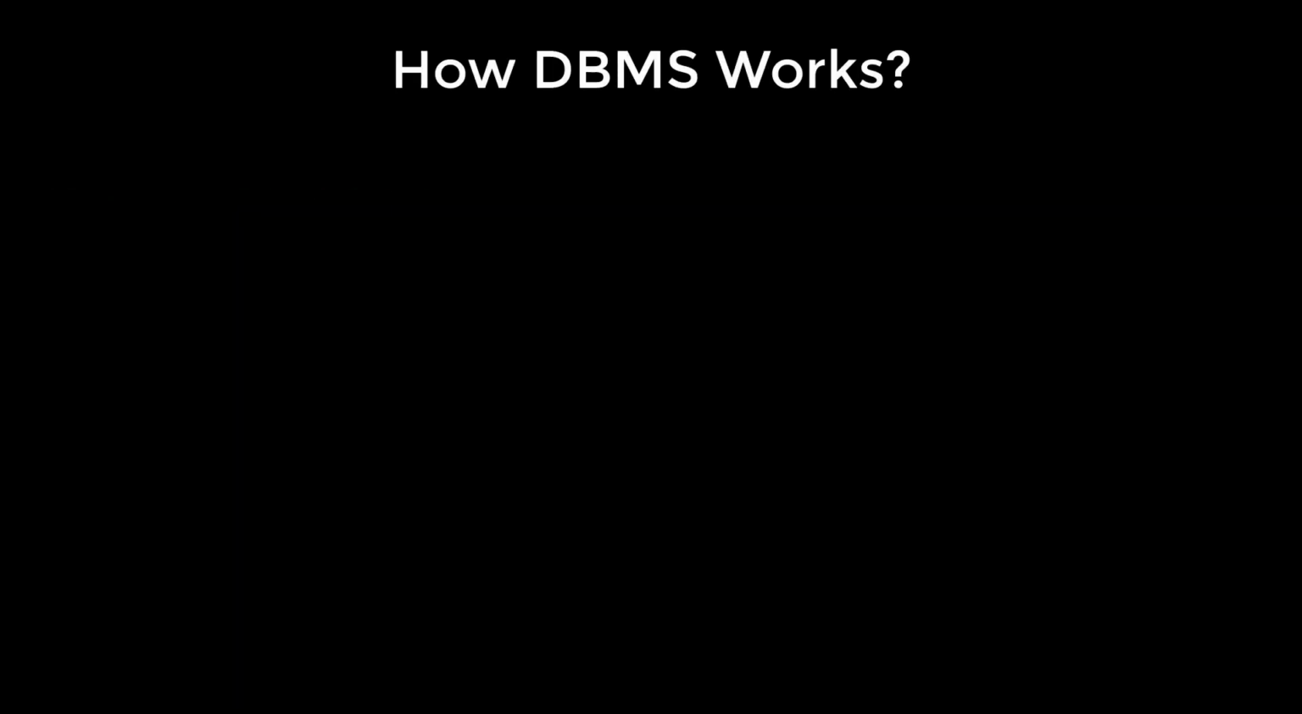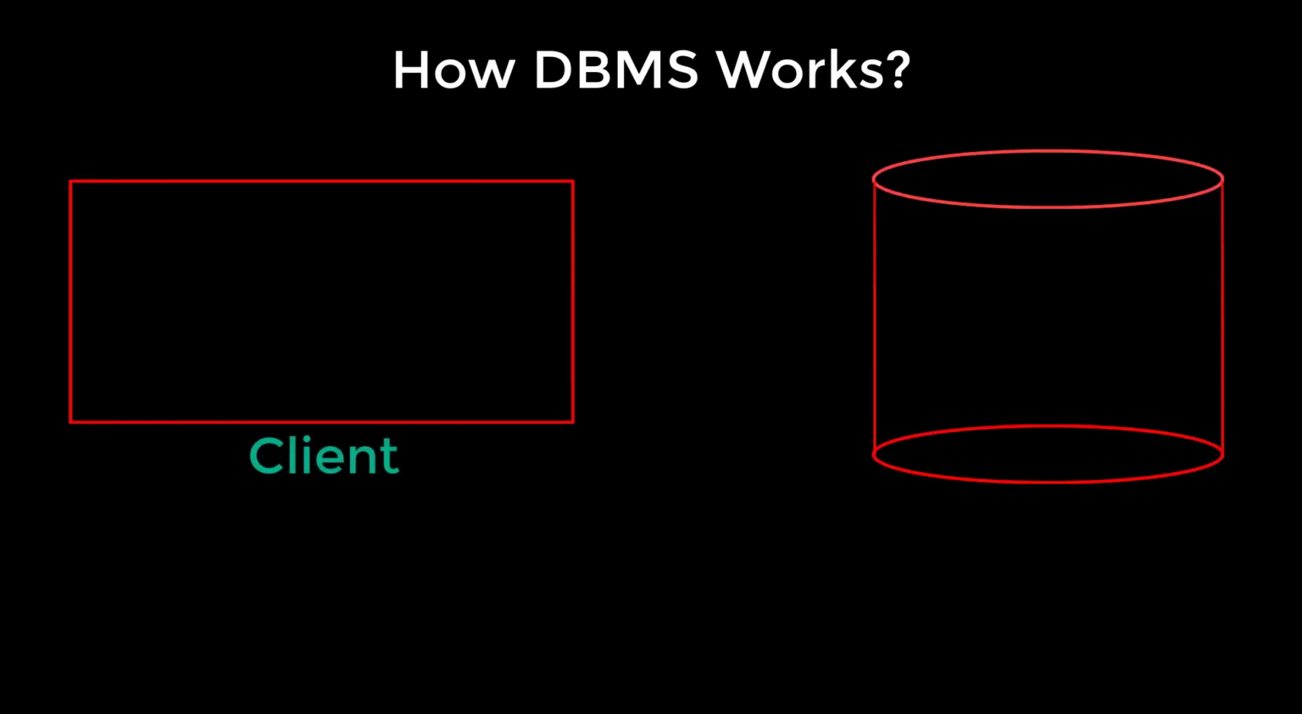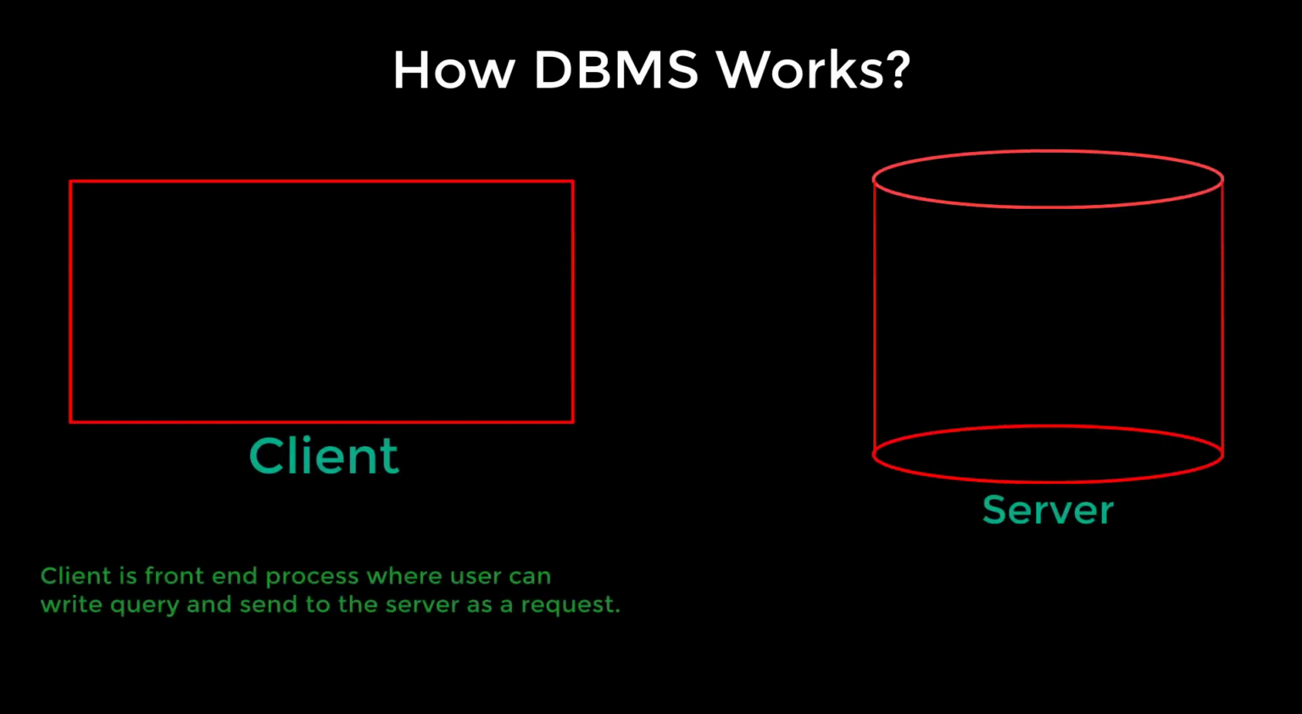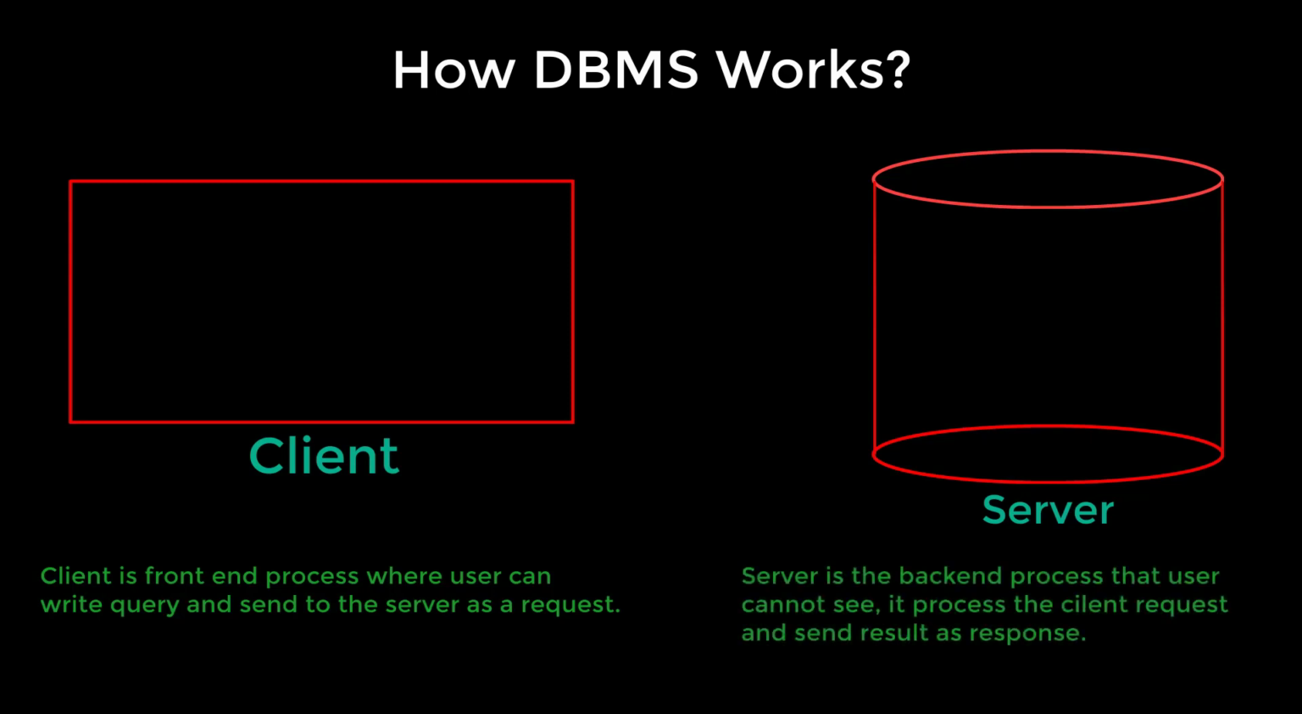Next, how does a DBMS work? A DBMS works based on client-server architecture. Suppose this is a client and this is a server. The client is a front-end process where the user can write their queries and send them to the server as a request, whereas the server is a backend process that the user cannot see. It processes the client request and sends the result as a response.